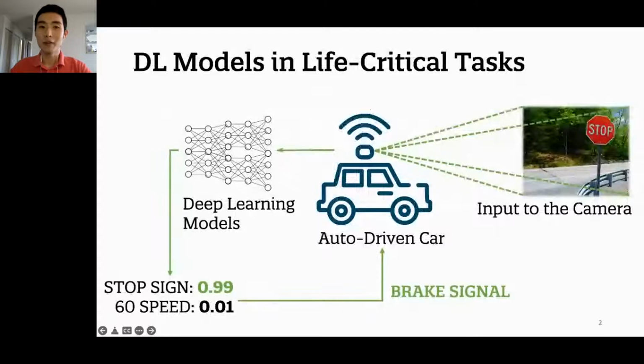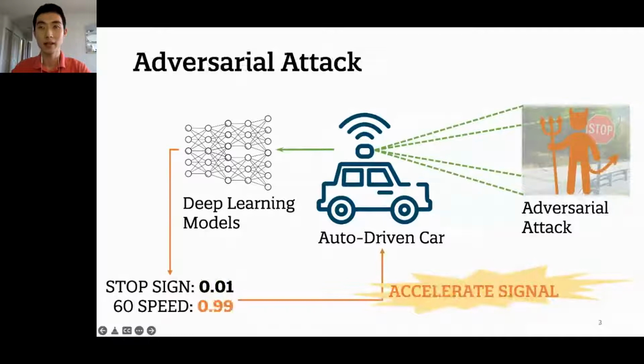We know that deep learning models are playing a more and more important role in life-critical tasks. Take the auto-driven car as an example. The camera sees a stop sign, and it feeds it to the deep learning model. The model is 99% sure this is a stop sign. Thus, it tells the control system to apply the brake. Unfortunately, this system is vulnerable to adversarial attacks. If an adversary applies even minimal perturbations on the stop sign, they can make it an adversarial sample to the model. That means the model would mistakenly think this is a speed sign and tell the car to accelerate. In this case, a severe accident might be caused.